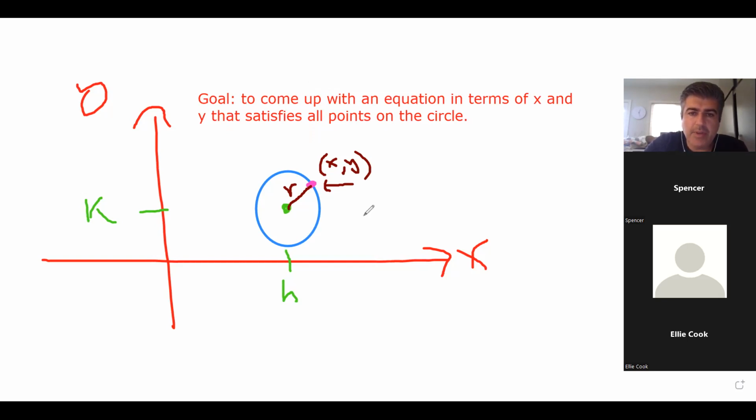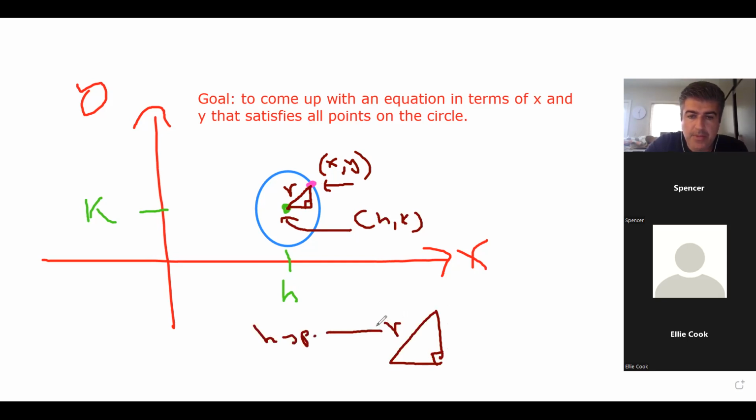Then h and k is right here. That's going to be the center. Now, here's what I'm going to do. What if I draw a right triangle like that? I'll put the right triangle down below. The hypotenuse is the radius, and the legs are going to be x minus h and y minus k.